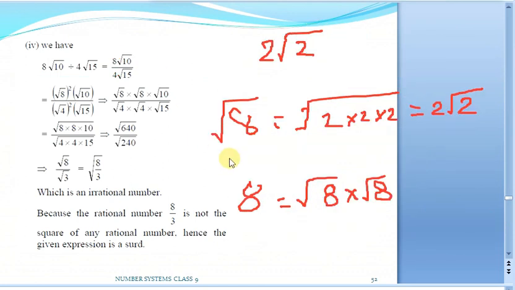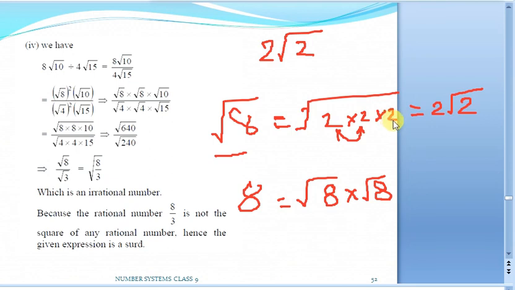Now we shall look at some important things here. Suppose root 8 is given to you. We can prime factorize it, so we can write it as 2 into 2 into 2. Since it is a square root, for every pair of these factors we can take one factor out. So from this pair, this 2 will come out.